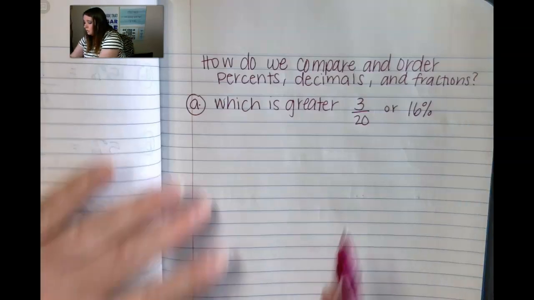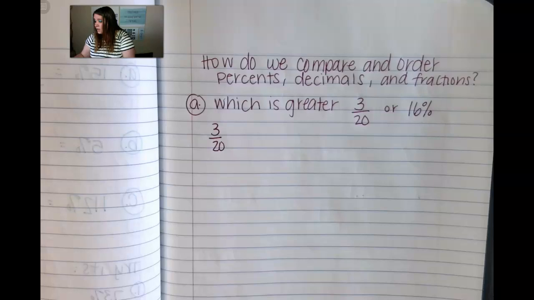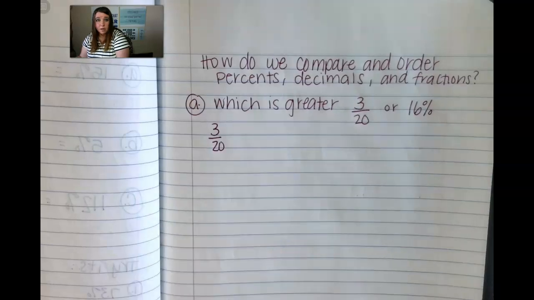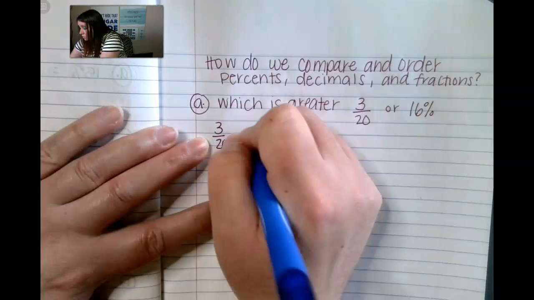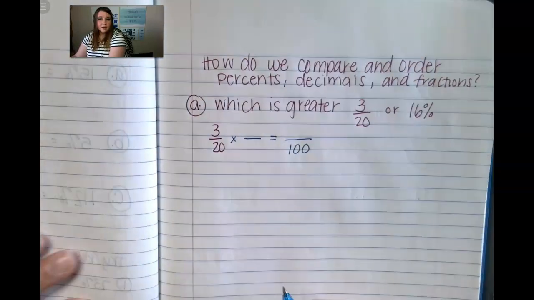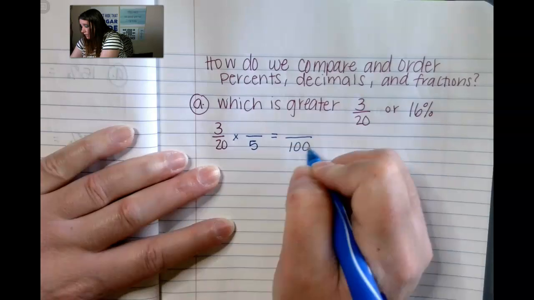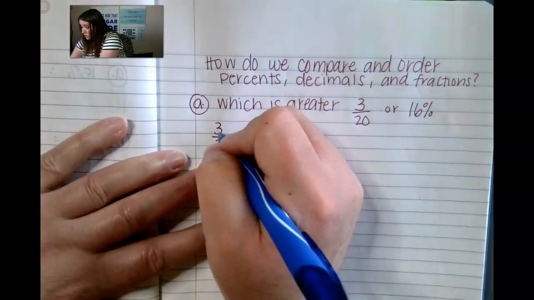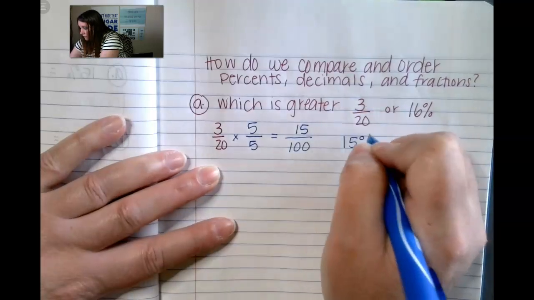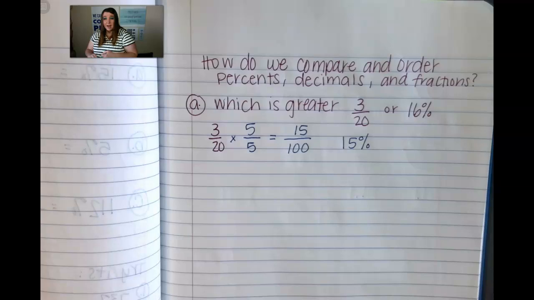So I'm going to start by converting 3/20ths. I have 3/20ths, and I know that in order to make it into a percentage, I have to make a fraction out of 100. So I'm going to multiply by something to get me a denominator over 100. I know that 20 times 5 gives me 100, and I also know that 3 times 5 gives me 15. So this equals 15%.